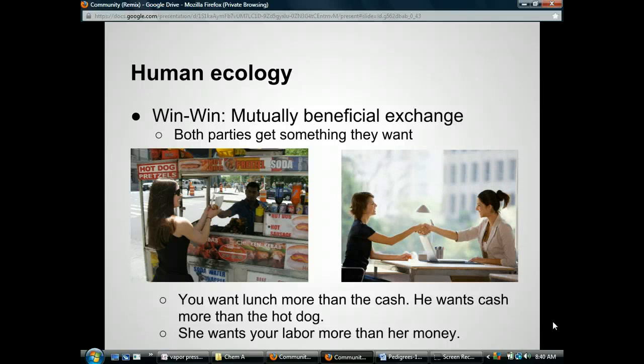Same thing in the case of, say, employment. She wants your labor more than her money. That's why she's willing to pay you for it. So you're both benefiting. That's why you're smiling. That's why we both say thank you when I'm at the checkout counter at Ocean State. I say thank you when they give me my jar of peanuts. They say thank you when I give them my cash. All right?